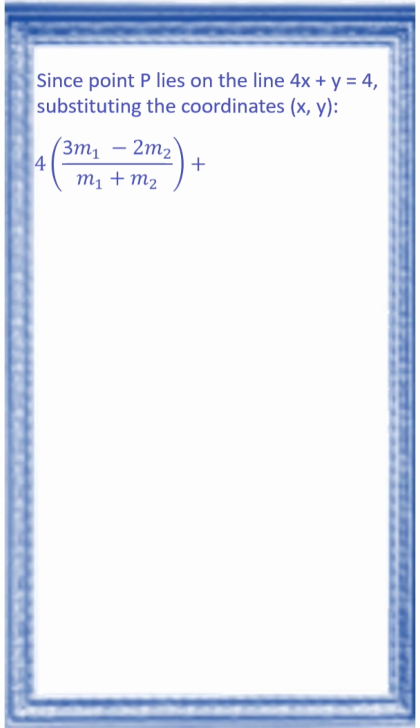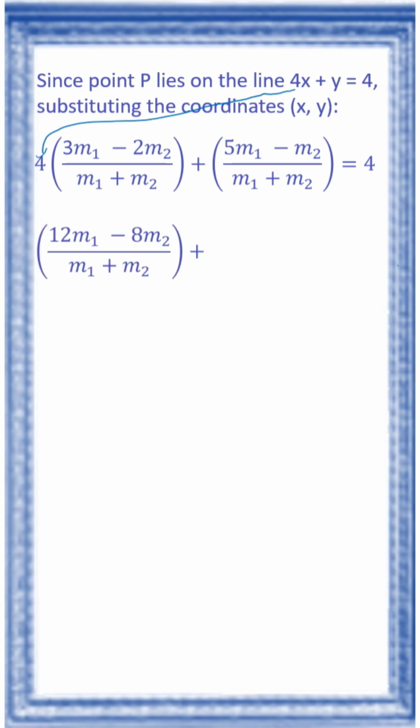4 into (3m1 minus 2m2) upon (m1 plus m2), plus (5m1 minus m2) upon (m1 plus m2) is equal to 4. Now let us simplify this one. 4 into 3m1, that is 12m1, 4 into 2m2, that is negative of 8m2, plus 5m1 minus m2, upon m1 plus m2 is equal to 4. The LCM here is m1 plus m2.